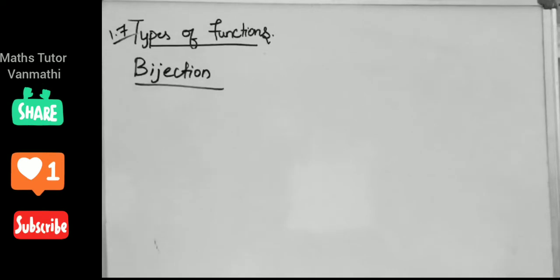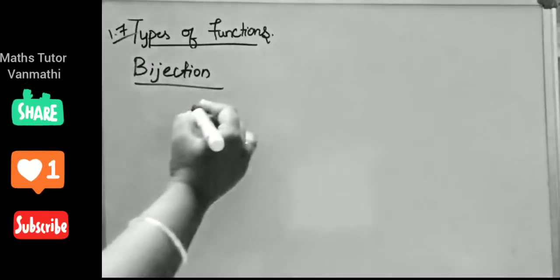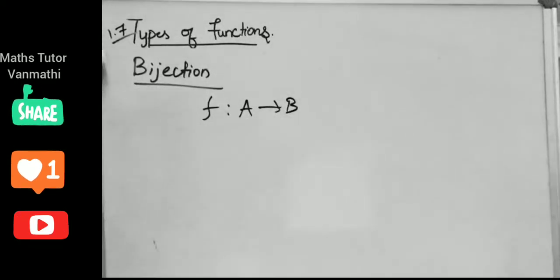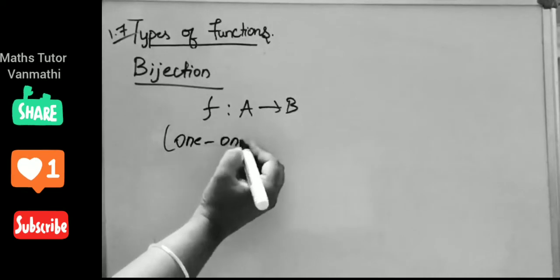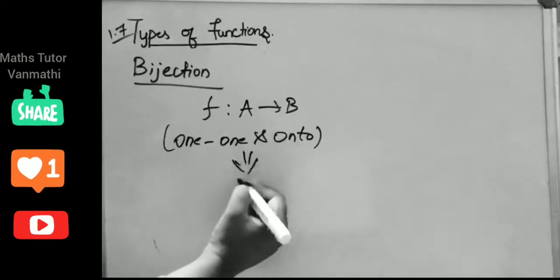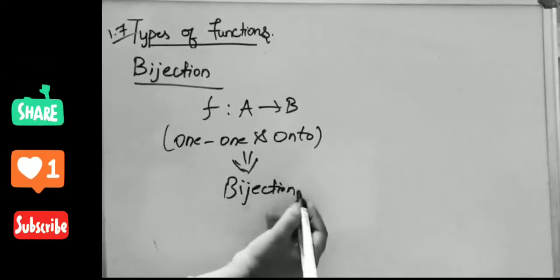Bijection. If f from A to B is both one to one and onto, then f is called a bijection from A to B. That is, the bijection condition is that the function maps from A to B and it should satisfy both conditions, one to one and also onto. Then we can say this is a bijection. Clear?